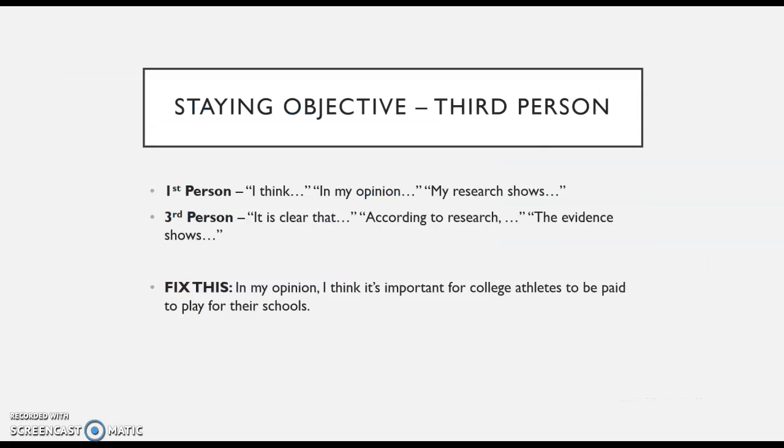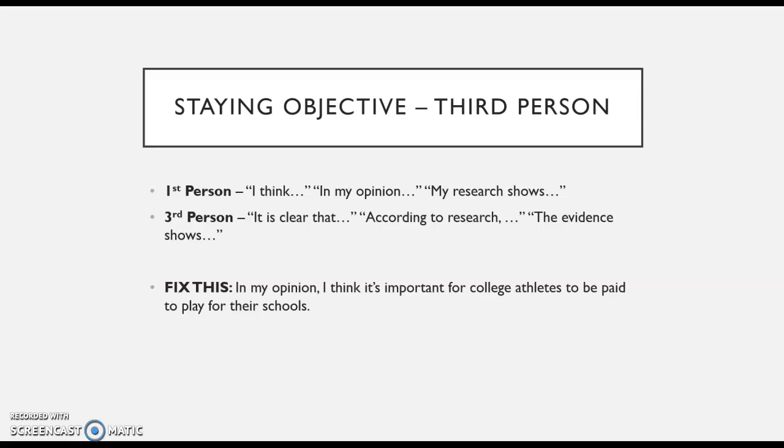When you're writing, please stay objective, and the way that you do this is by writing in third person. In case you're not clear on what this is, first person is when we say, I think, in my opinion, my research shows. In all academic writing, unless you have been specifically asked about your particular opinion or experience, you should always be writing in third person. This means we never say the words I or you. So instead of the examples above, you would see third person examples such as, it is clear that, or according to research, or the evidence shows.